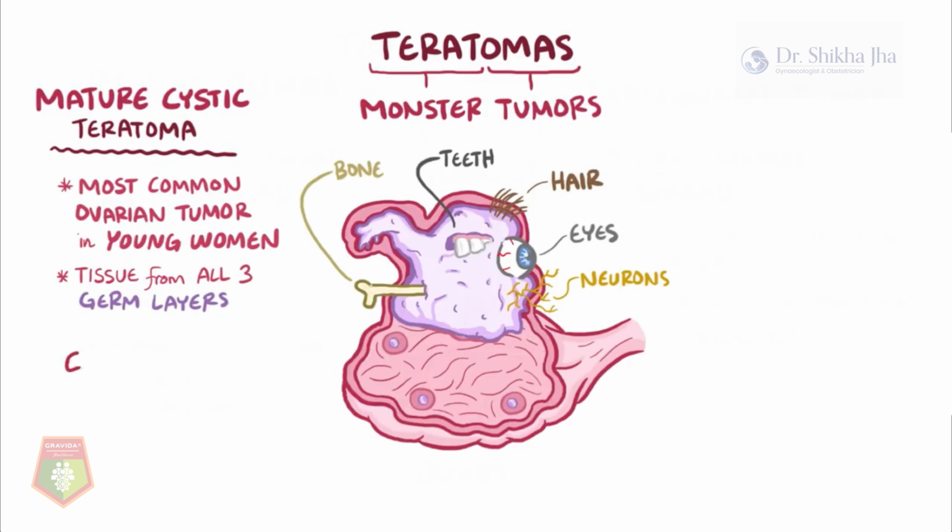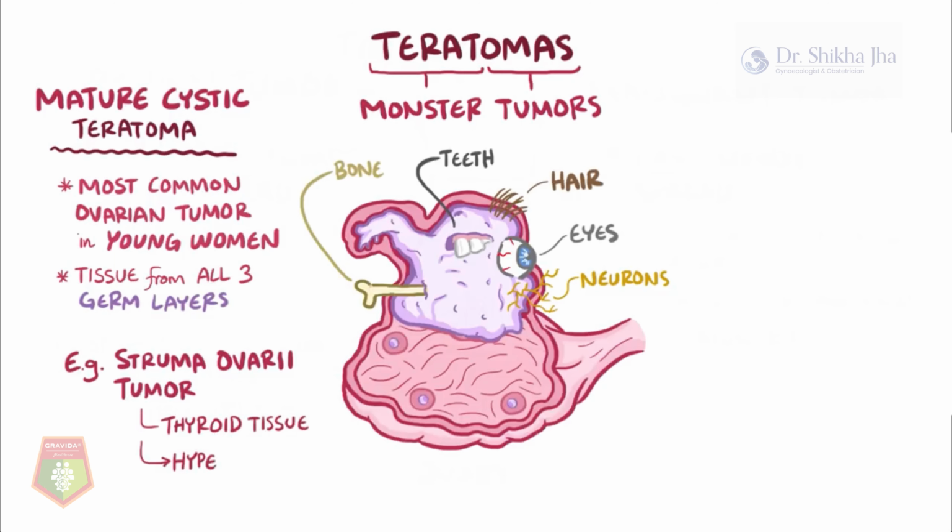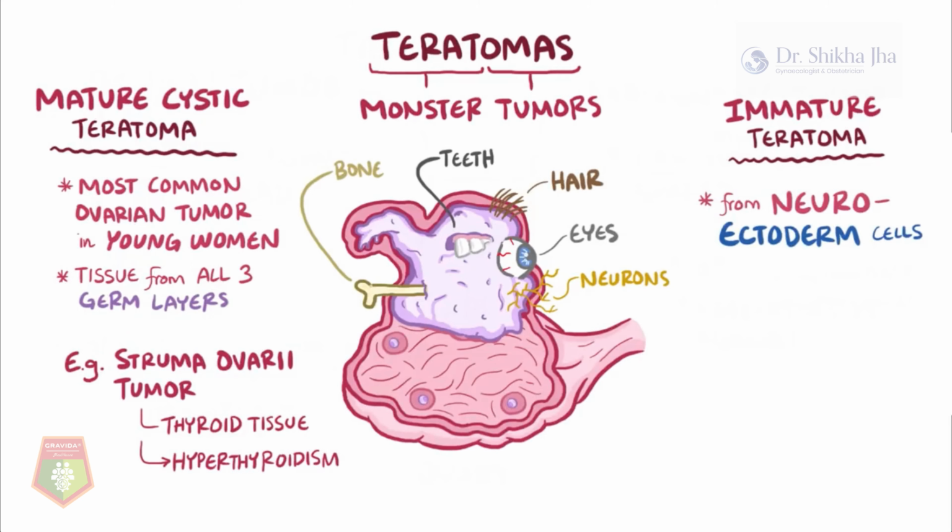One example is a struma ovarii tumor, which is made up of only thyroid tissue and can release thyroid hormone, which leads to hyperthyroidism. The other type are immature teratomas, and they develop specifically from neuroectoderm cells, which come from the ectoderm layer. Immature teratomas tend to be malignant and metastasize quickly.